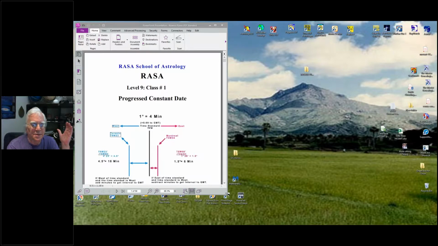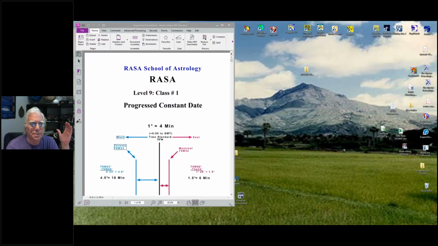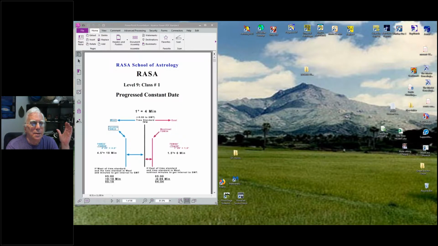Okay, progress constant dates. Okay. This was my example of showing we're on Eastern Standard Time here in Toronto and Montreal, we're all on the same time on the clock. But really, Montreal is 73 degrees west. It's 1 degree and 34 minutes away from the time standard of 75 degrees.